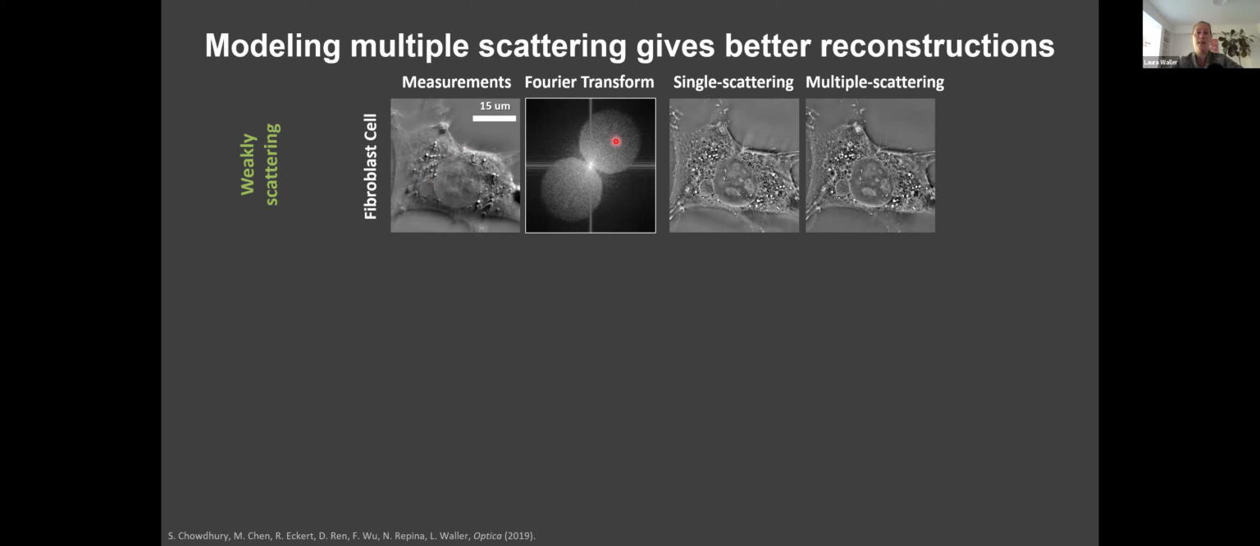And then when I do my 3D refractive index reconstruction, if I just use my single scattering or Born approximation, I get a pretty good reconstruction. So this is just a central slice of a 3D volume that we reconstructed, so you can compare single to multiple scattering. And they look basically the same in this case because the sample actually was roughly single scattering.